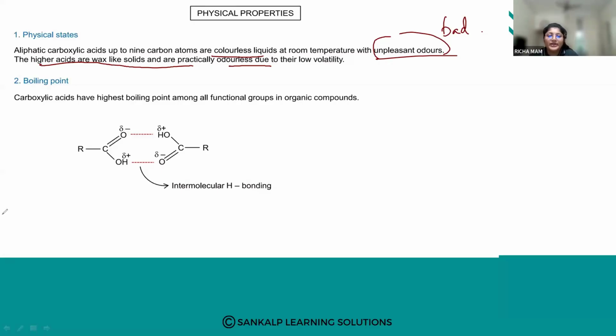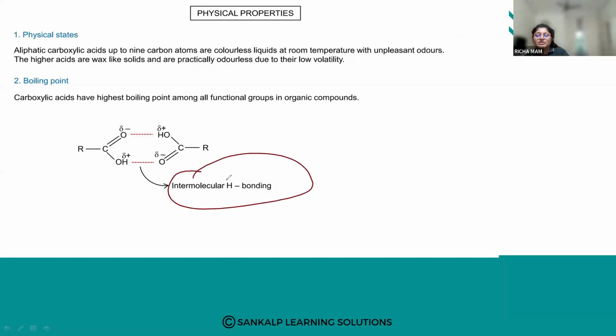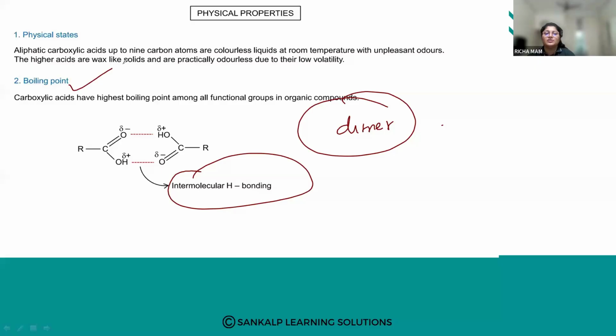Then when we discuss boiling point, carboxylic acids have the highest boiling point. Why? Because of strong intermolecular hydrogen bonding. Because of that, most carboxylic acids are in the form of dimers in the vapor phase as well as in aprotic solvents. So this is about the boiling point: it is highest in carboxylic acids.